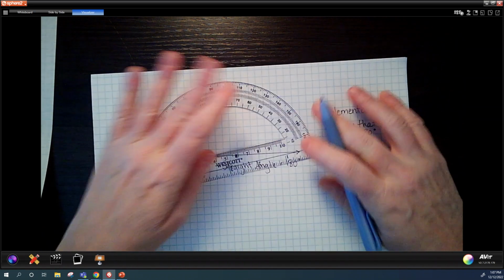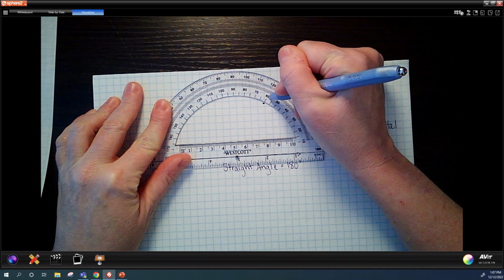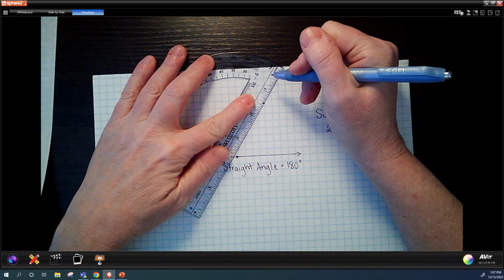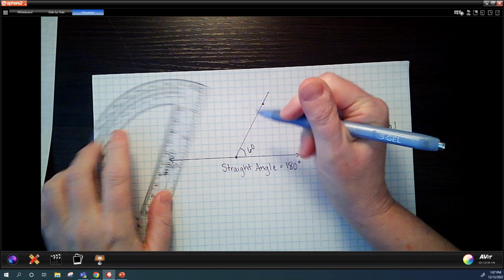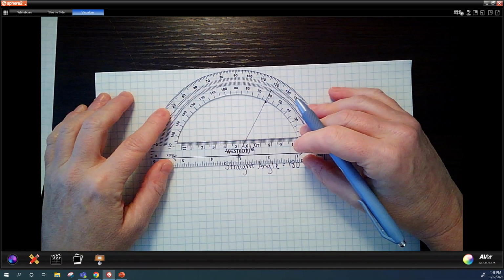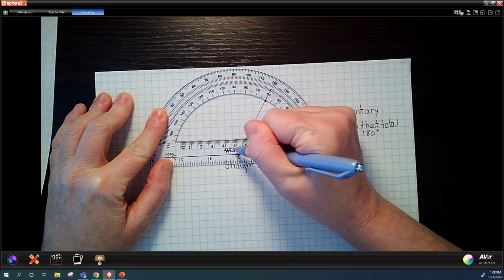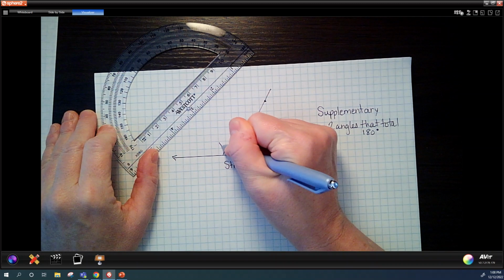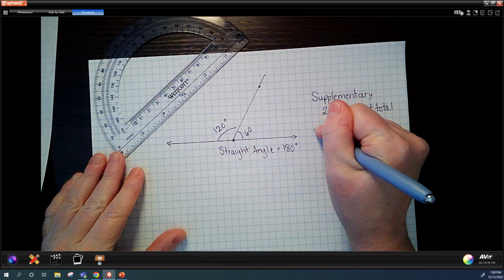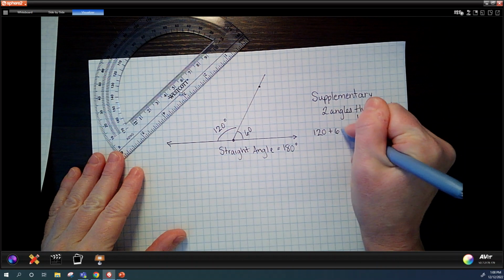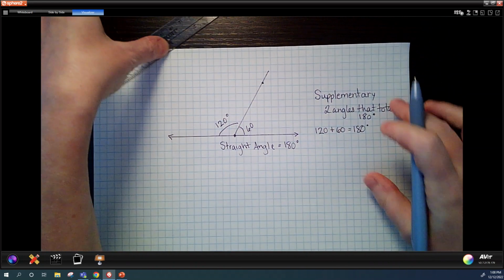So I'm just going to draw one. I'm going to draw a 60-degree angle. There's my 60-degree angle right here. This is 60. I know the other angle is the other side of 60. What's the number right above it? 120. So I know this angle is 120 degrees. That's because both of these angles have to sum to 180. Okay, so supplementary angles.